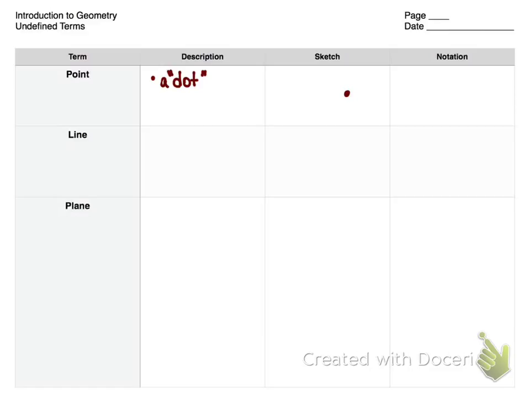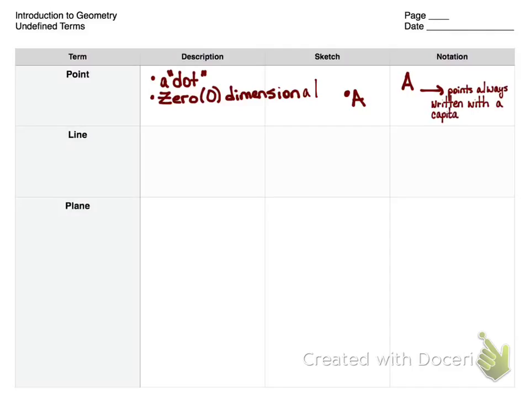Point. A point is a dot, and we use a dot to draw it. It has 0 dimensions. Okay, it doesn't go anywhere. We use a capital letter. I picked the capital letter A. You could pick the capital letter P if you wanted to. Points are always written with a capital letter. And points have no thickness. Now granted, I know your pencil leaves some thickness, makes it a little thick. No, no, no. A point is just a point. No thickness.